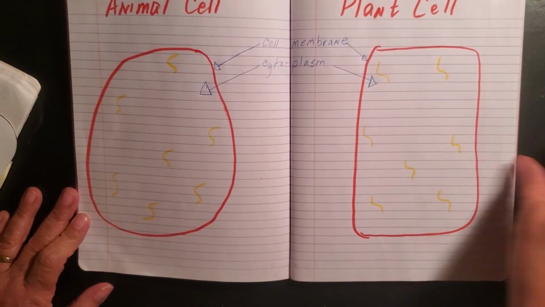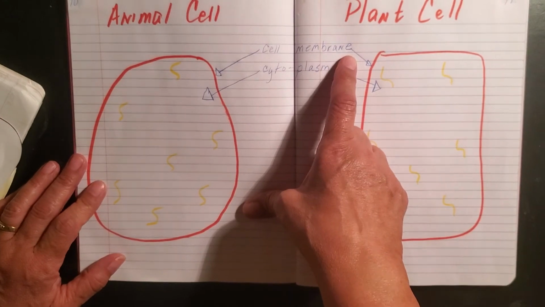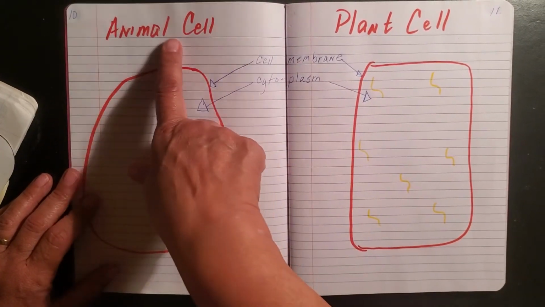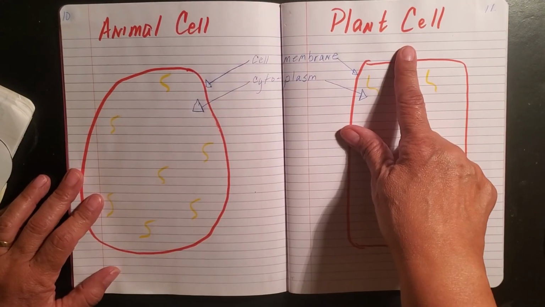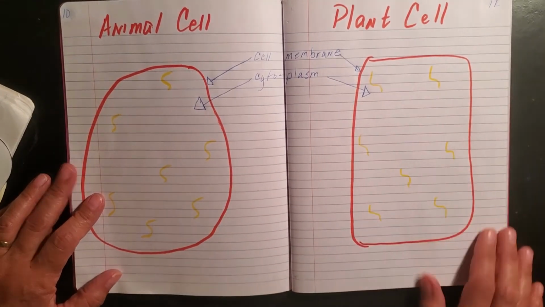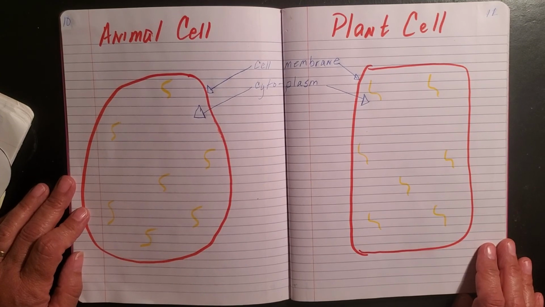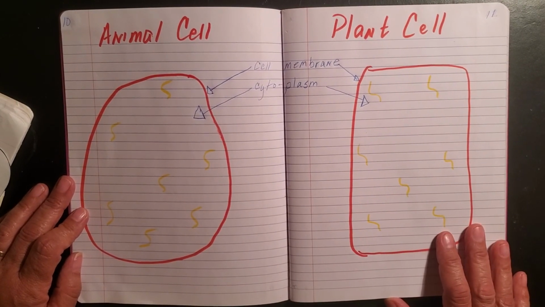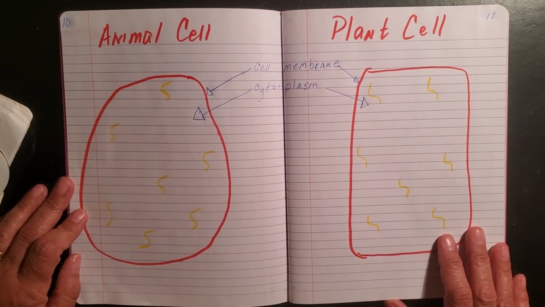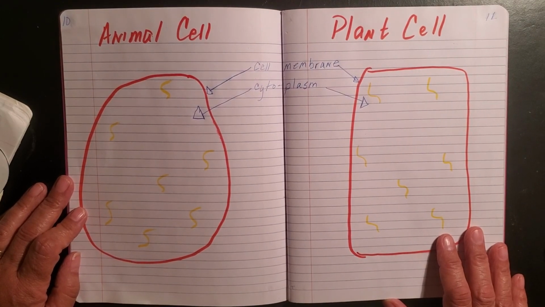So our first two words are cell membrane and cytoplasm. You find them in animal cells and you find them in plant cells. That's all we're covering today, and on Monday you'll put these into your drawings, and then we'll continue from there.